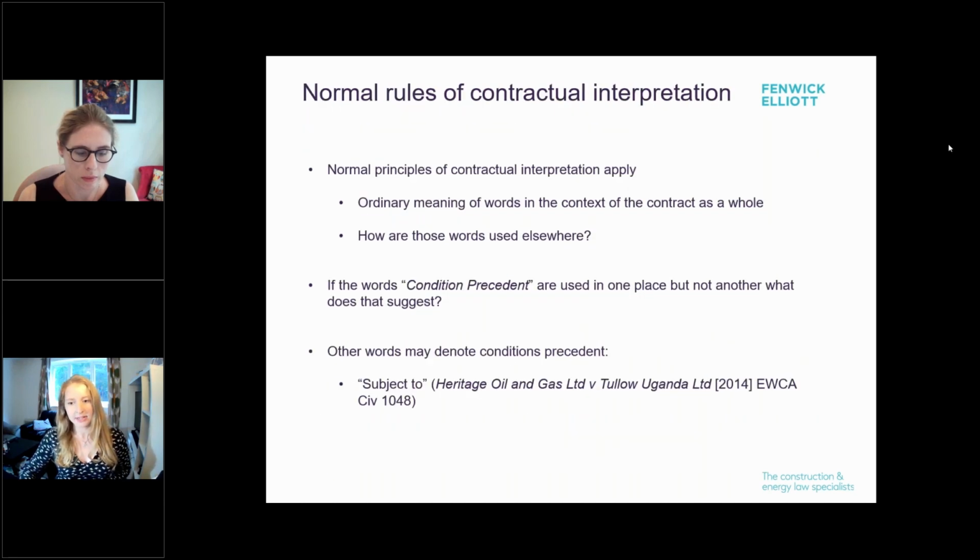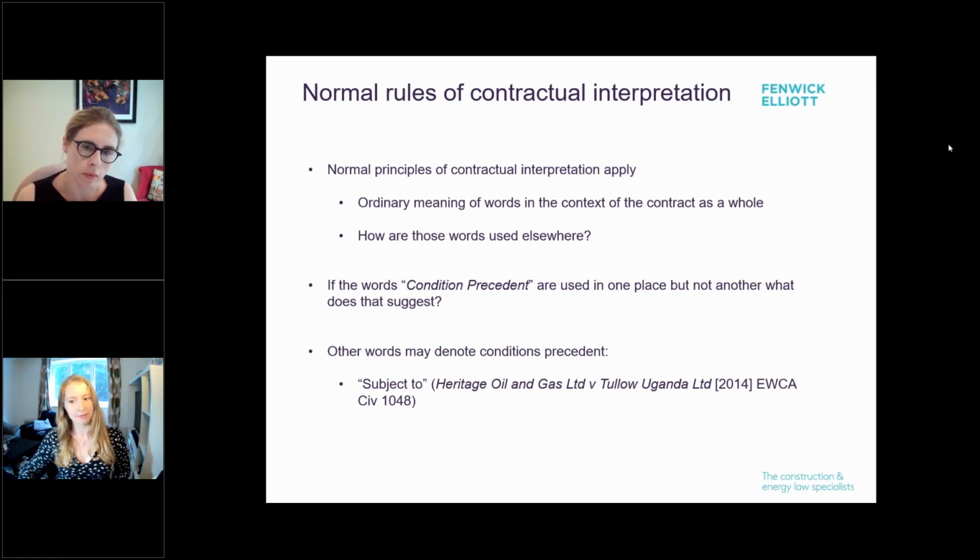So the stages of this examination generally follow the ordinary principles of contractual interpretation. So we're looking first at what is the ordinary meaning of the words, and then how does this ordinary meaning fit within the context of the contract as a whole. Something to consider in particular when moving to an assessment of the contract as a whole is where are these same words used elsewhere in the contract?